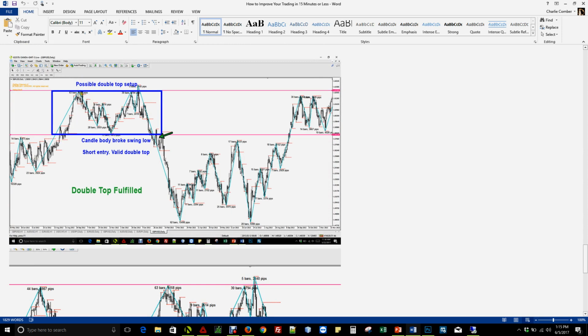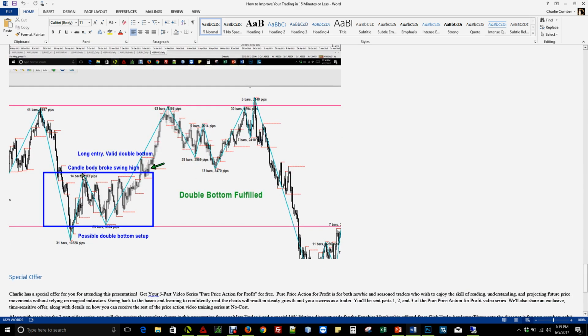Right here, again, possible double top happening. Price comes up, here's our high, comes on down, and then heads back up. So here's our swing low. Comes back up right around that same high, and look, candle broke. Beautiful entry. If you got in on that, again, looking at a daily chart, you could have gained a great number of pips.